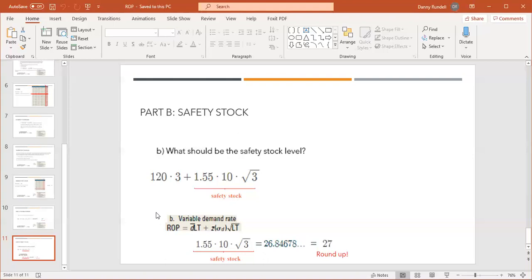So definitely make a note that this side of the equation is safety stock for your test, because it does not list that it is safety stock in your inventory formulas table. And keep an eye out for keywords that'll clue you in that there's a variable demand rate.